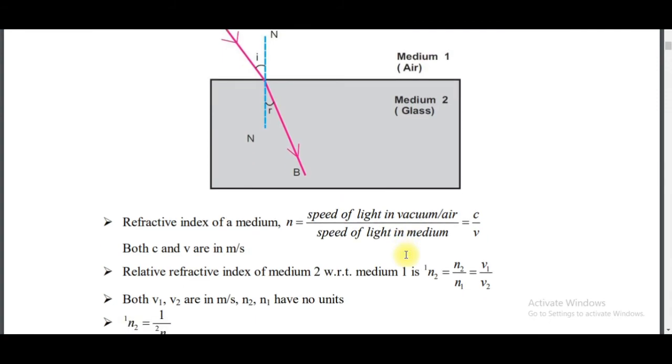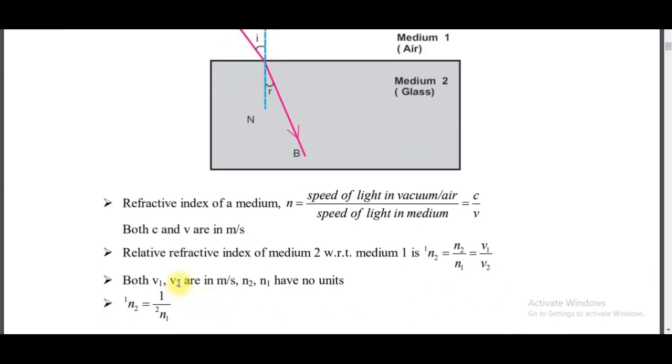Now, relative refractive index. What is the relative refractive index of medium 2 with respect to medium 1? When we are comparing one medium to another medium, it is written as 1n2, with superscript 1 and subscript 2, equal to n2 by n1, that is the refractive index of medium 2 with respect to medium 1, which is also v1 by v2. Both v1 and v2 are measured in meters per second, so n2 and n1 don't have units. In such cases, the refractive index of medium 1 with respect to 2 and of medium 2 with respect to 1 are reciprocals of each other.